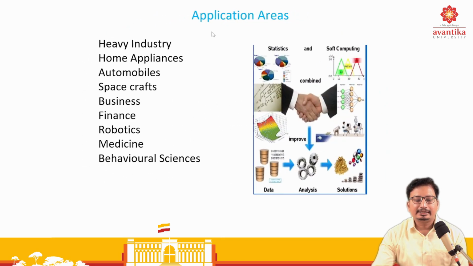Now next we will see that what are the application areas where we can use these soft computing approaches. So as there are a lot of applications available in where we are using these soft computing approaches, so it includes the heavy industries, the home appliances, the automobile sections, spacecrafts, business, finance, robotics, medicine, behavioral sciences. So as we can see, the soft computing approaches are very helpful nowadays, and it's having application in every field.